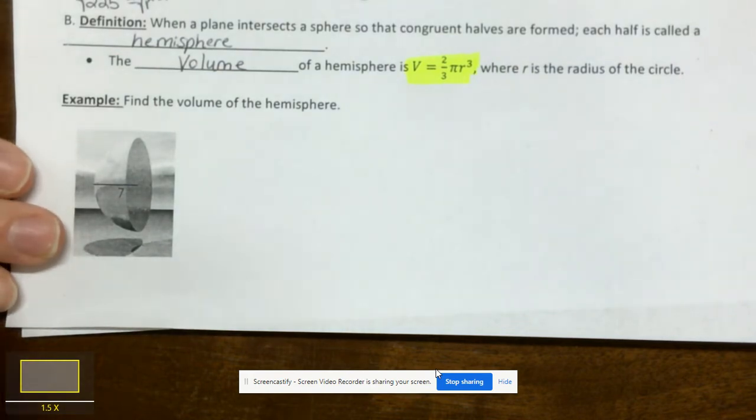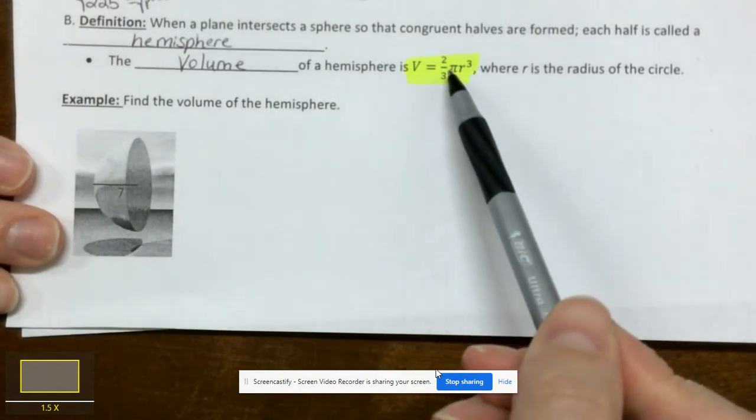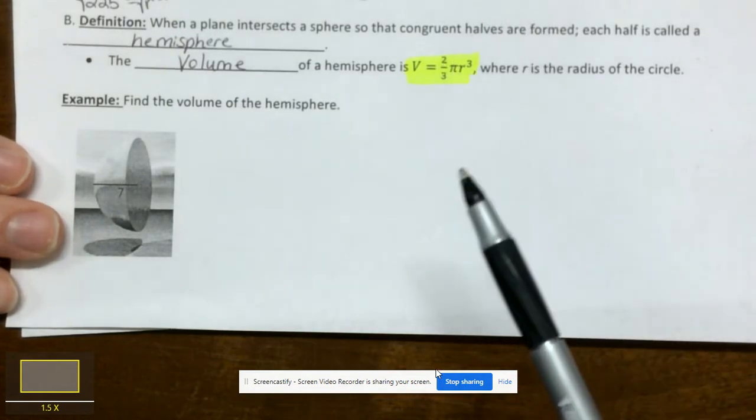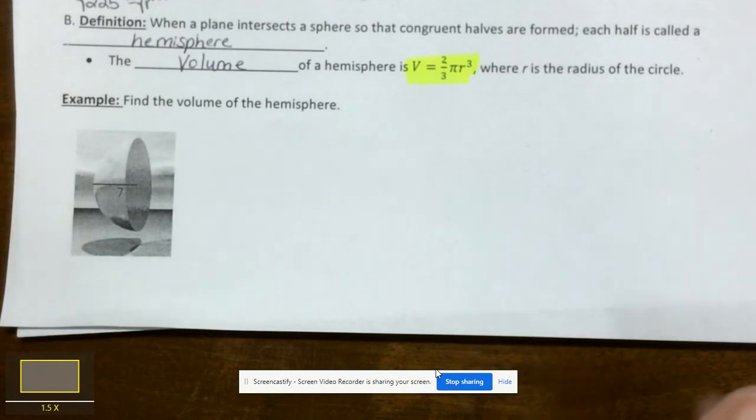Which would kind of make sense if you think about the volume of a sphere. It was 4/3, so we cut that in half there. That 4 gets cut in half to 2, okay?